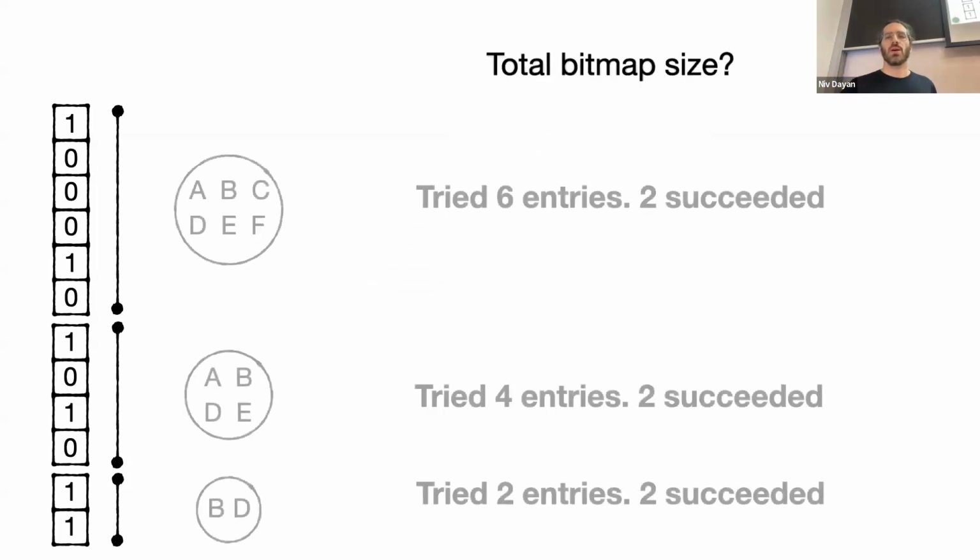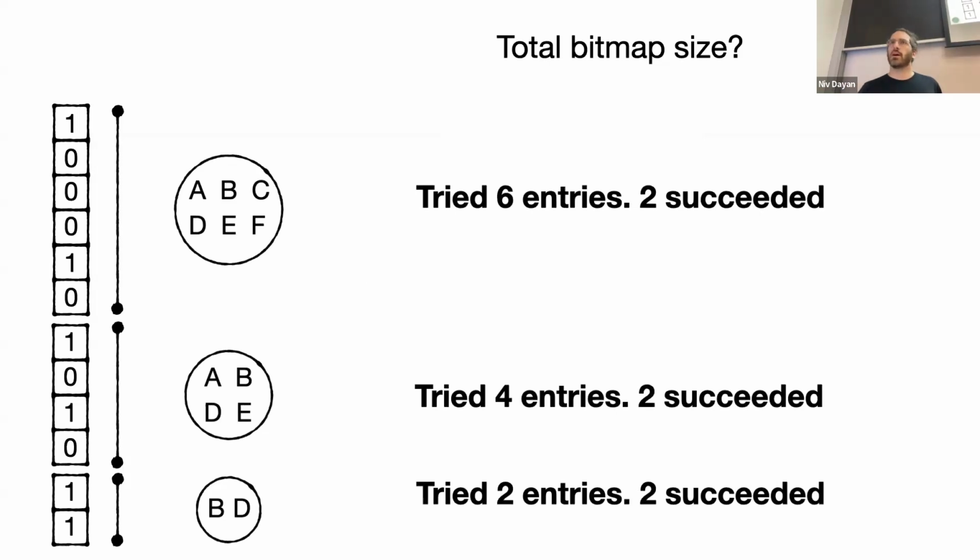Okay. So first of all, observe that in each iteration of the construction algorithm, we're trying to map a bunch of entries. So we have a few attempts, and then there's a bunch of entries that actually succeed, and the rest fail. Okay? Now we might ask, what is the total number of bits in this bitmap with respect to the number of trials that we've made?